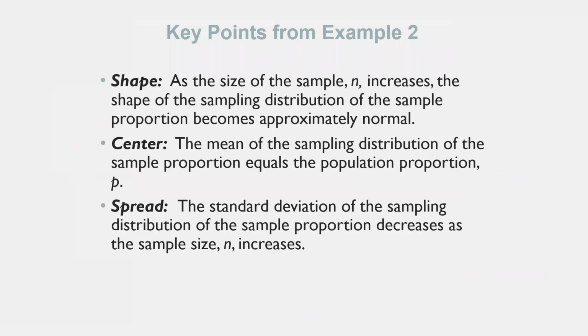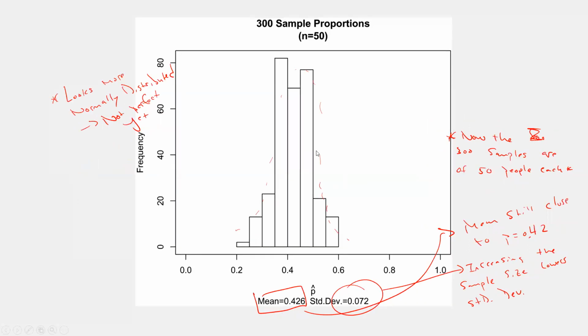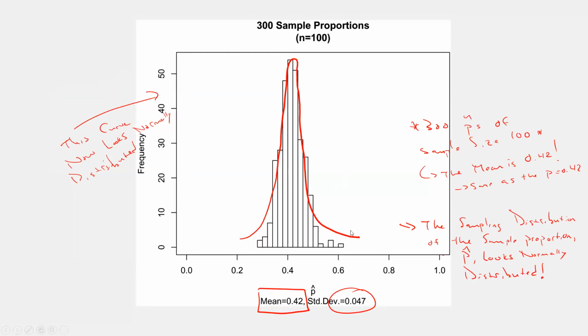So look, here are the key points that we're seeing from this. As the sample size n increases, the shape of the distribution of that sample proportion becomes approximately normal. As we went from 10 to 50 to 100, it went like this. Yeah, I see the normal curve.